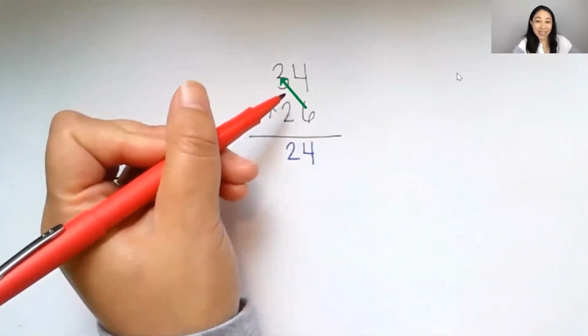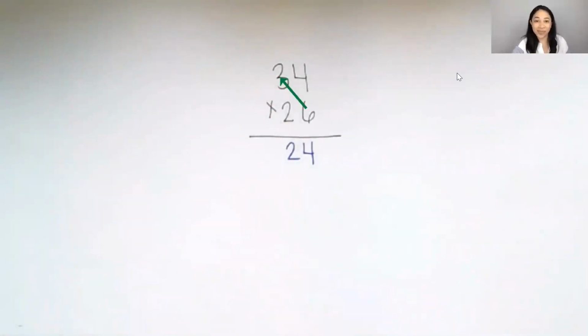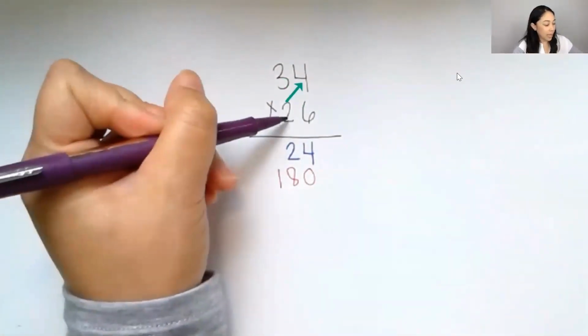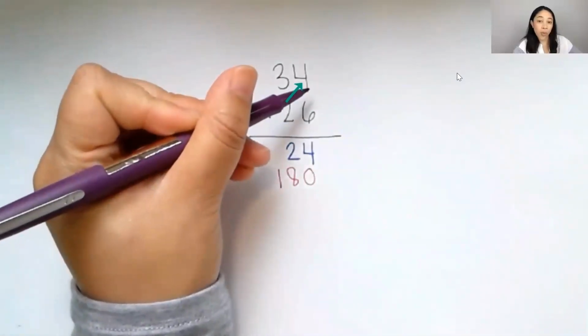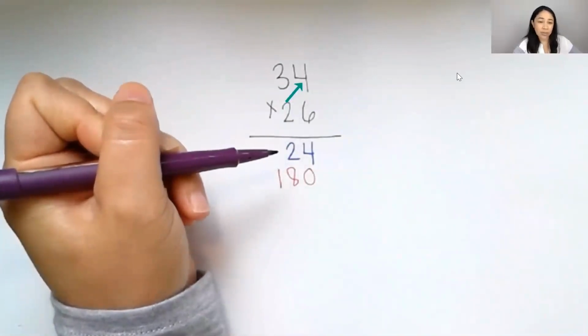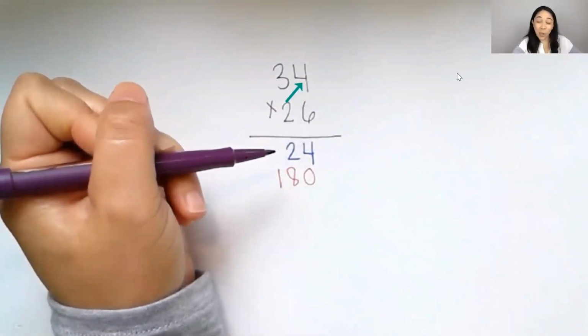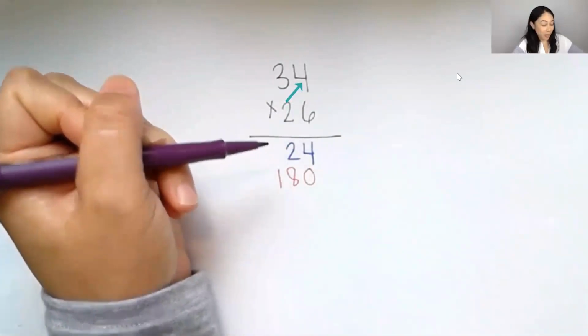That's 18 tens, or 180. Where do we record 180? Below the 24. Do that now. What do we multiply next? We multiply the tens. 2 tens times 4 ones. What is 2 tens times 4 ones? That equals 8 tens, or 80. Please record this below.